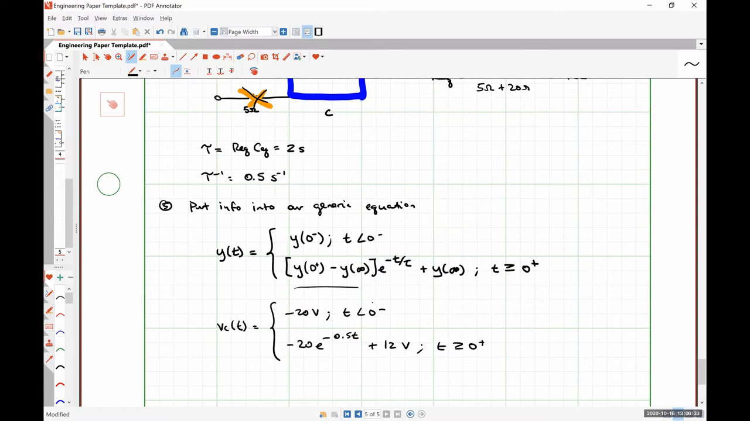That's why we have to subtract y at infinity here. So instead we have negative 20 minus 12, which is negative 32. So that now when we evaluate this expression at t equal to zero, we're going to see negative 20 volts both at t equal to zero minus and at t equal to zero plus. So our capacitor voltage is continuous. We are going to apply that change for all of our signals, regardless of whether it's a capacitor voltage or a capacitor current, inductor voltage, inductor current, resistor voltage, resistor current. We're still going to just use this one generic expression for everything, and it works out perfectly.